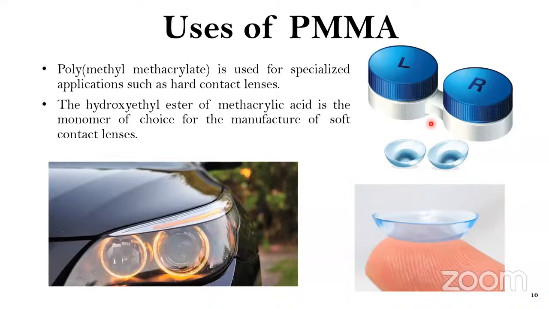This is one application of PMMA. Polymethyl methacrylate is used for specialized applications as hard contact lenses. The hydroxyethyl ester of methacrylic acid is the monomer of choice for the manufacture of soft contact lenses. Both kinds of contact lenses are available in the market. Many contact lenses are flexible in nature. If you alter the monomeric system, like for PMMA we use methyl methacrylate monomer, and instead use a monomer that produces flexibility, which is the hydroxyethyl ester of methacrylic acid, this monomer creates flexibility in the polymer. That kind of polymer we can use for soft contact lenses. Have you understood the application of PMMA in contact lenses?